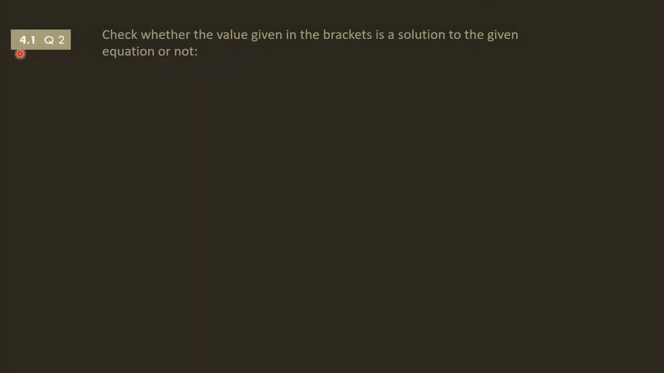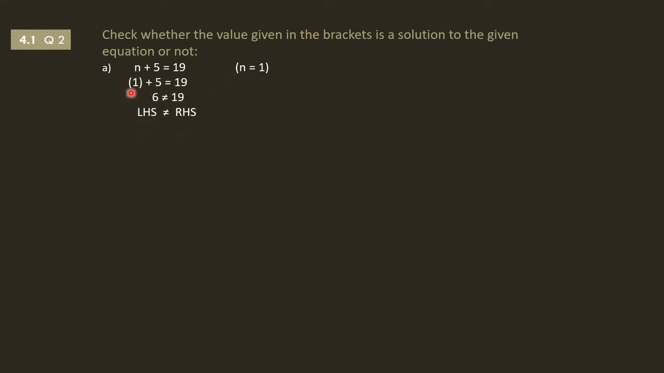Let's start with question number 2, exercise 4.1. Check whether the value given in the brackets is a solution to the given equation or not. What does it mean? Let's start with the first equation, that is n plus 5 is equal to 19, and the value given is n is equal to 1. Let's put this n is equal to 1 into the equation.